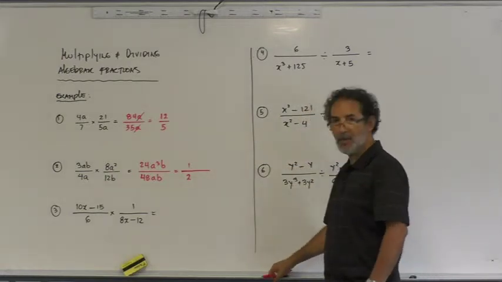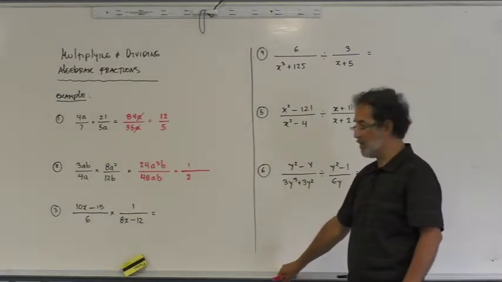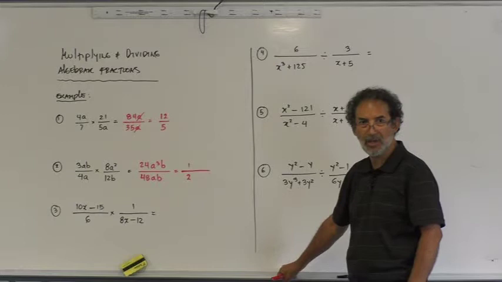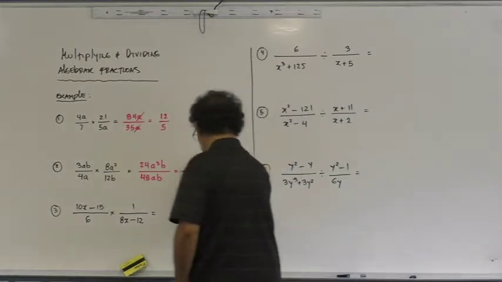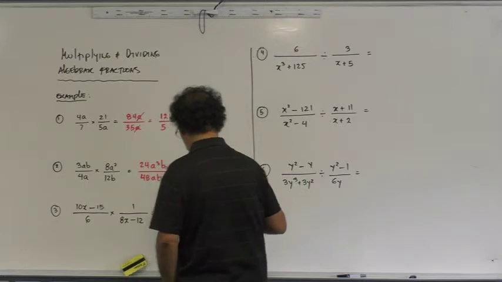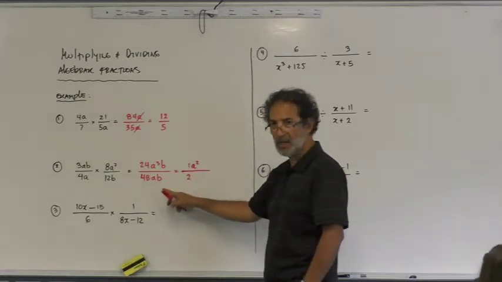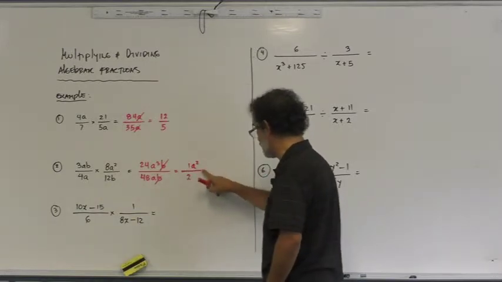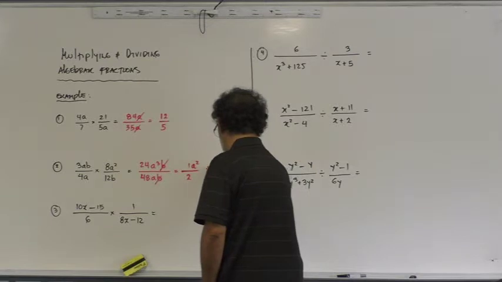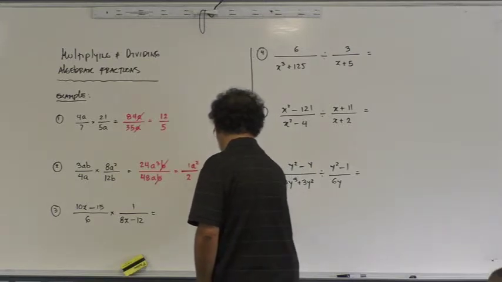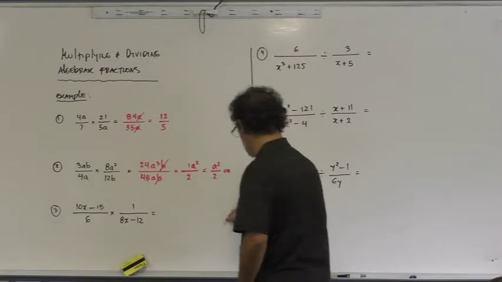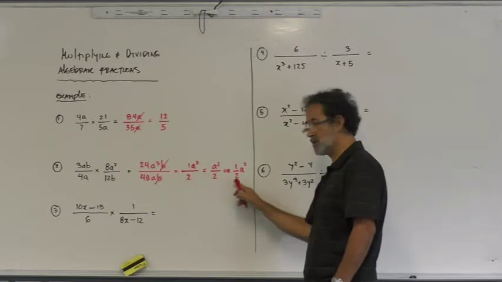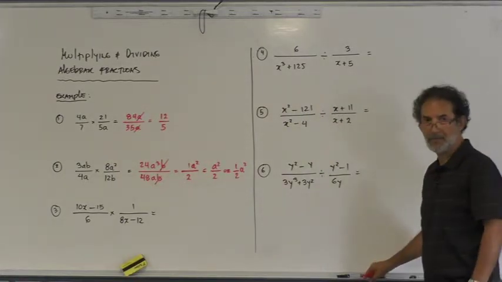And then how many a are on top? 3. And how many at the bottom? 1. After simplifying, how many are left? 2 on top. Yeah, that's it. So it's a squared. And then you can see that the b's cancel each other, so we don't need to worry about the b. That means the answer is going to be 1a squared on 2, or you can say simply a squared on 2, or half of a squared. So you can do it like this, like this, like this. That means exactly the same thing. Okay?